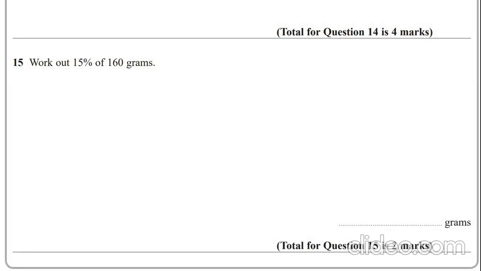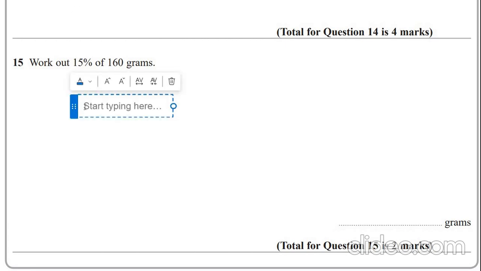Work out 15% of 160 grams. 10% is 16. 5% is 8. So 15% will be 16 plus 8, 24.